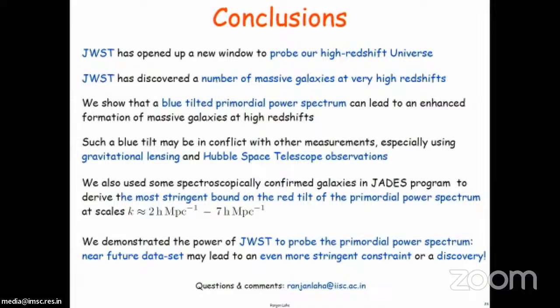So we demonstrate that JWST can probe some really fundamental physics, the primordial power spectrum, which is a prediction from various inflationary models. And near future data sets will obviously make it better. These are just one year data set results. JWST will run for at least 10 years, hopefully, and maybe it will lead to a discovery. Thank you.